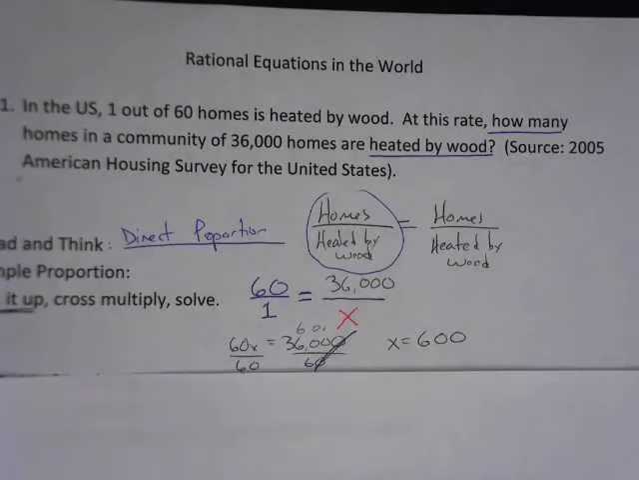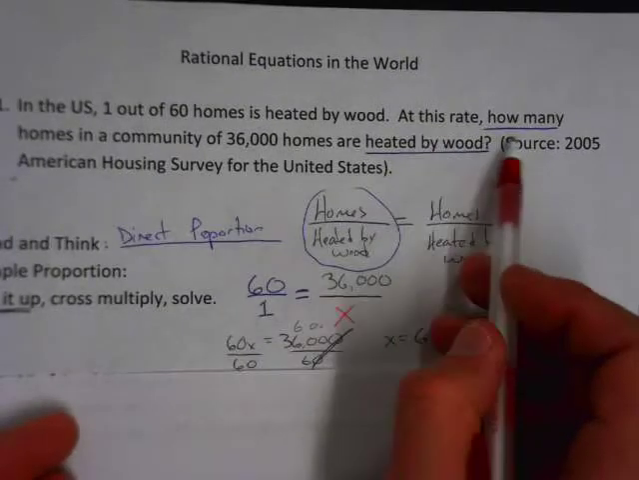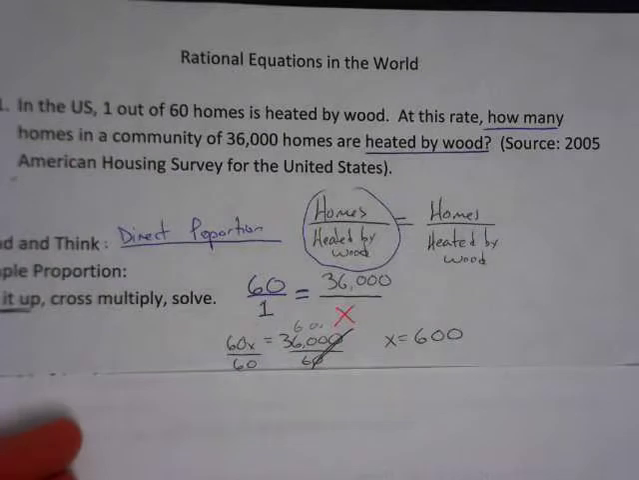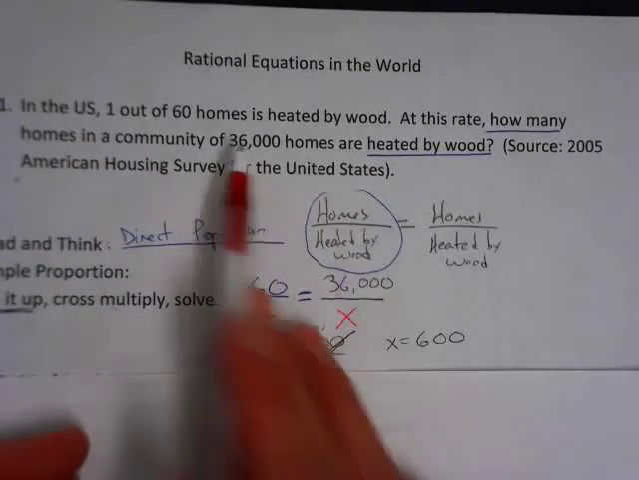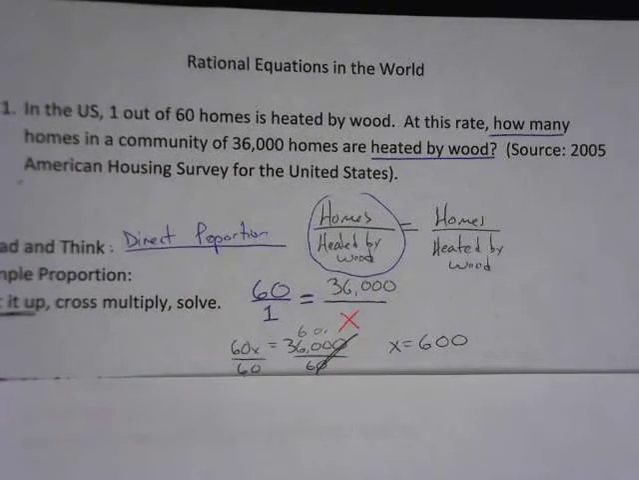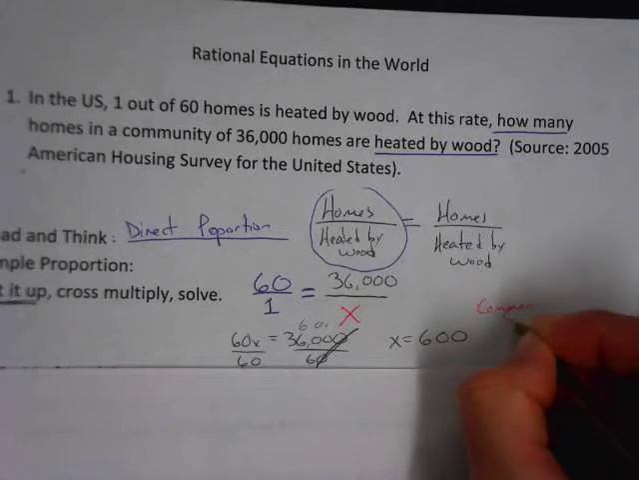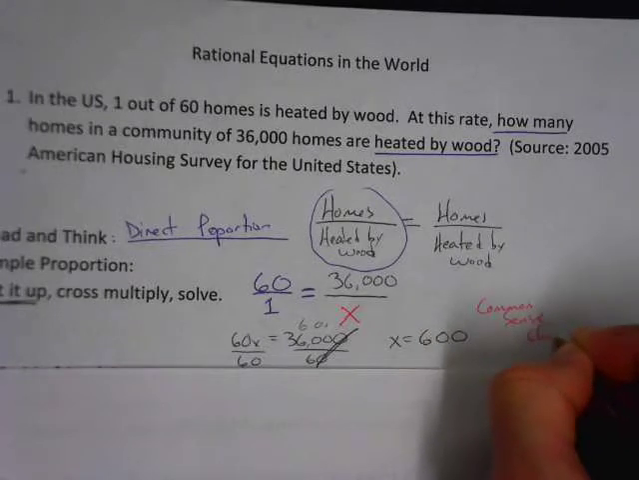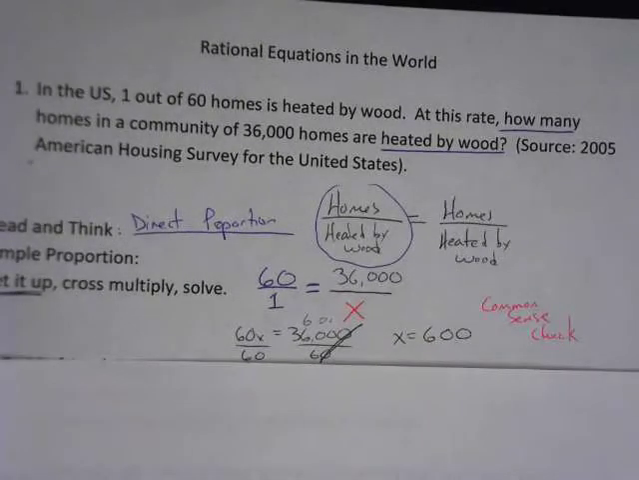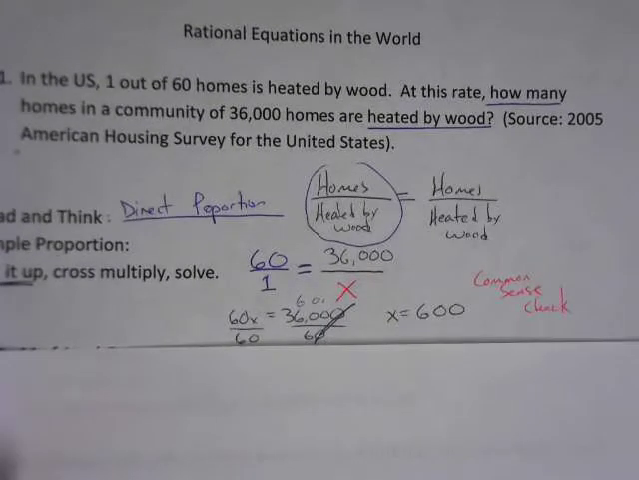So x is 600. Now before you start circling stuff, you always want to make sure that you're answering the question. So always answer the question. What was the question? At this rate, how many homes are heated by wood? So if there's 36,000 homes, 600 are going to be heated by wood. That sounds about right. Okay, so do a common sense check. Make sure your work is fine, and then you're going to be done. Then you're set to answer the question.